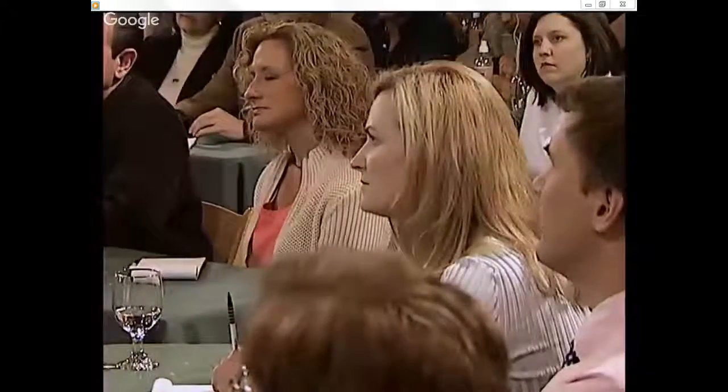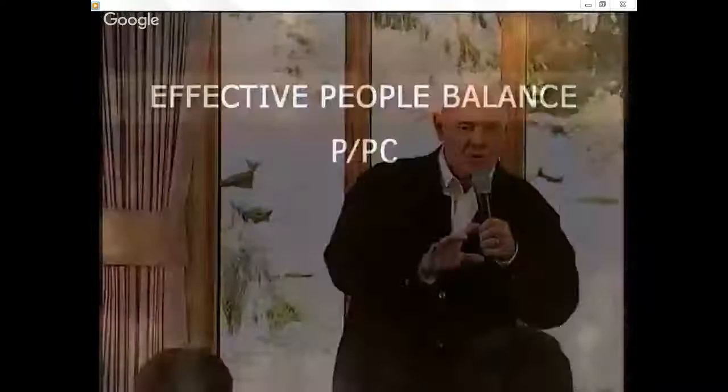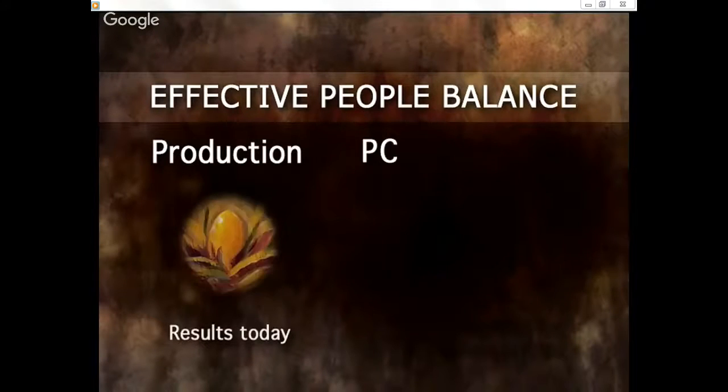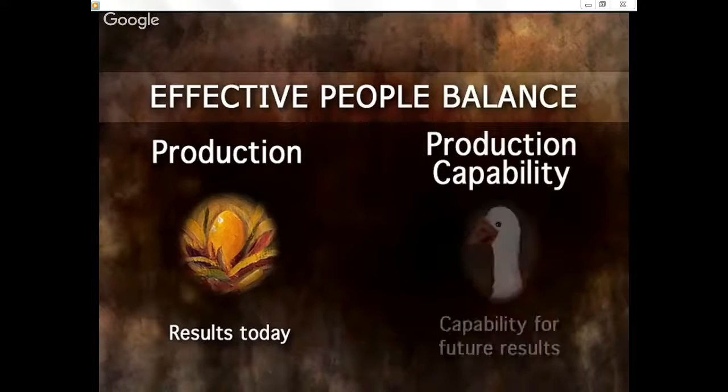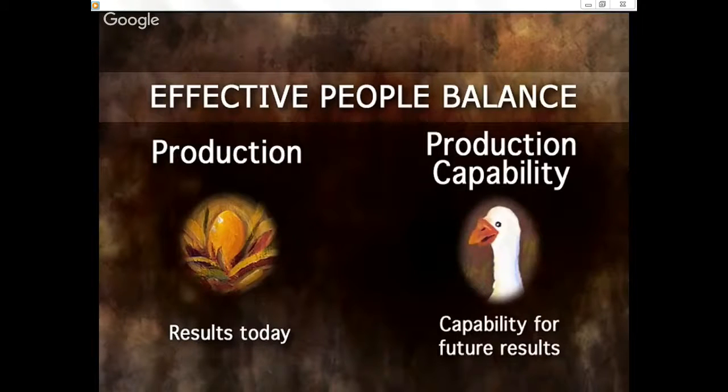Highly effective people, highly effective organizations, highly effective families, and so forth, always strive constantly to keep the proper balance between the goose and the golden egg, between P, or production of desired results, and PC, production capability, to keep those desired results coming and coming and getting better and better. This pertains to all of life.